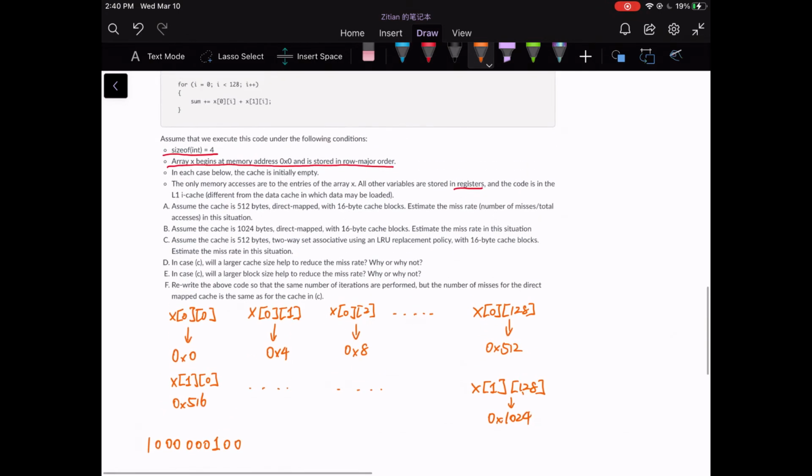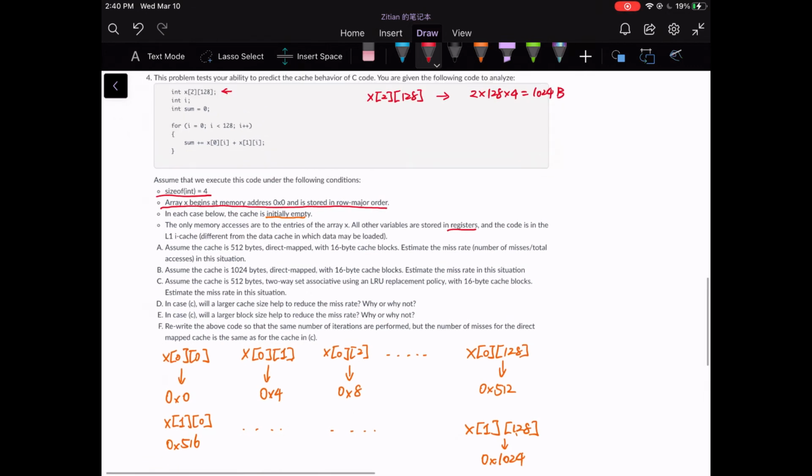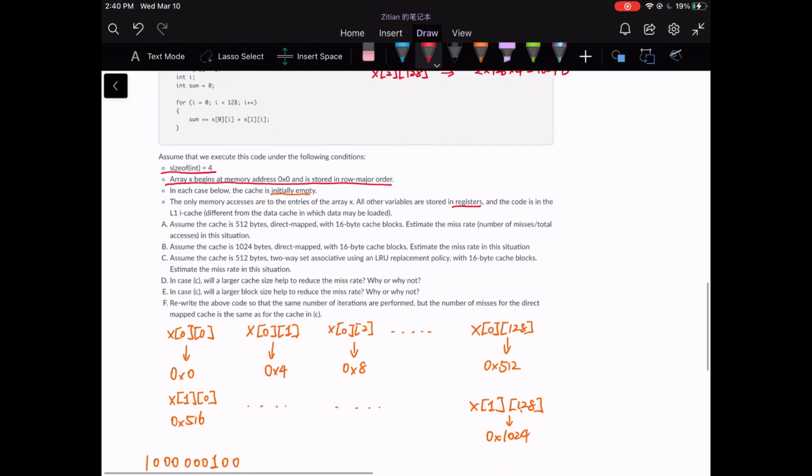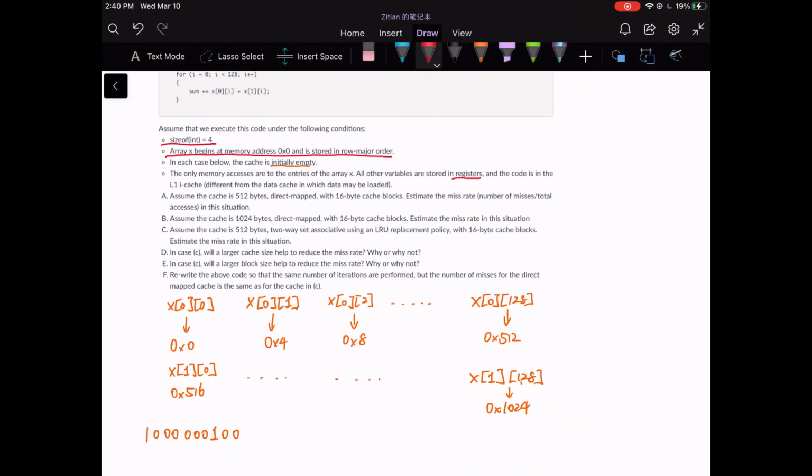Okay, in each case below, the cache is initially empty, and the only memory accesses are to the entries of array X. All other variables are stored in registers, and the code is stored in the L1 I cache, the instruction cache, different from the data cache where data may be loaded. So that basically just means the instructions are stored in a different cache and data is stored in the L1 data cache. So we only need to consider the data access to the two-dimensional array X.